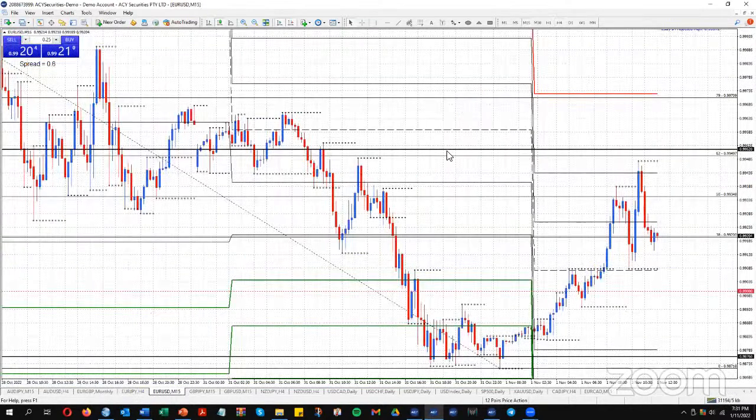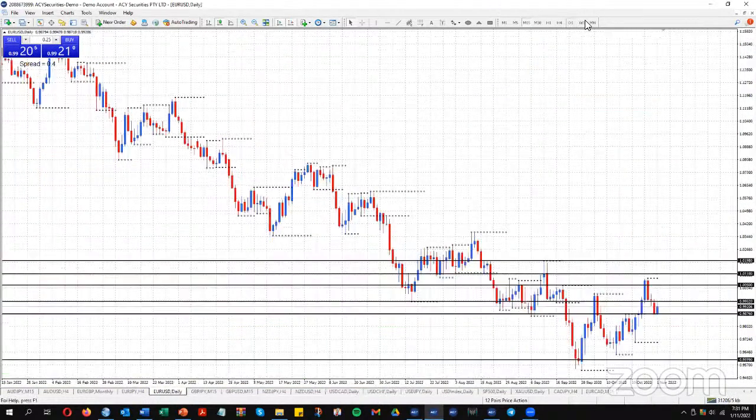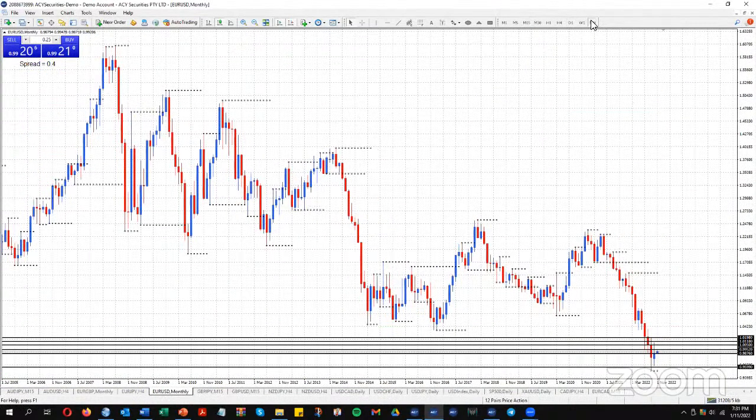All right, euro dollar. All right, so starting with the monthly. Now we traded inside the month of last month. We were positive for the month, but maybe that's as good as we can get. And we're just going to trade down this month.